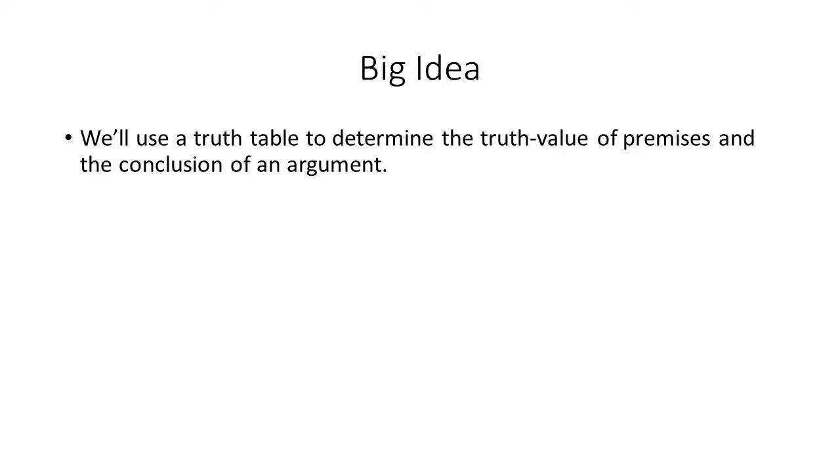What we're going to be doing, with that in mind, is using a truth table to determine the truth value of the premises and the conclusion of an argument. We'll construct these truth tables for each statement that makes up the premises and the conclusion, and then we're going to look at the different possibilities, the different rows, and see where it's true or where it's false. If there's a row where the premises are true and the conclusion's false, then that means it's possible for the premises to be true and the conclusion false at the same time, and then we know that the argument's invalid.